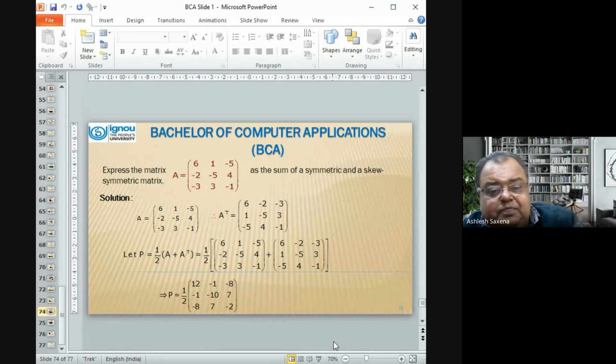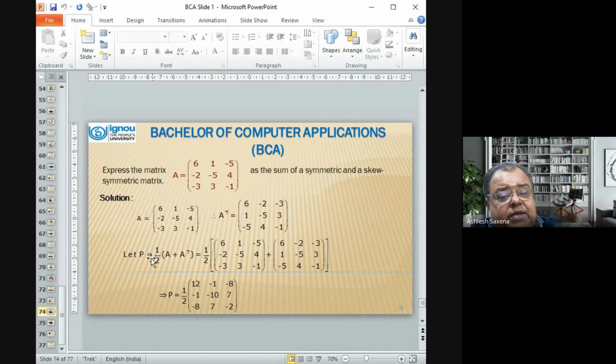Now, express the matrix A as the sum of a symmetric and a skew symmetric matrix. Okay, fine. It's very interesting to see. I will show you whether the solution you have done is correct or not. Your A matrix is the original parent matrix given to you in the problem. For A transpose, you will be transforming the rows into columns. After transforming the rows into columns, you found this.